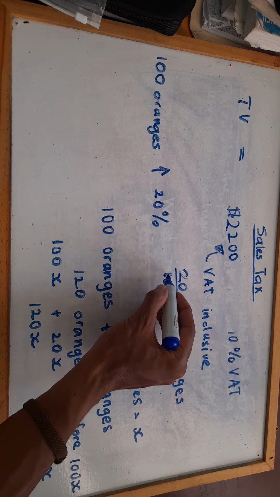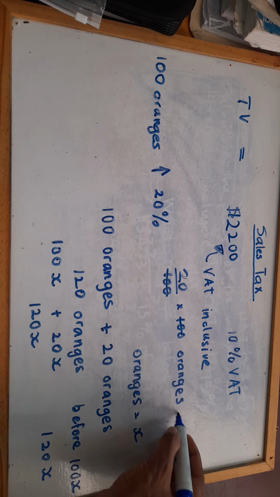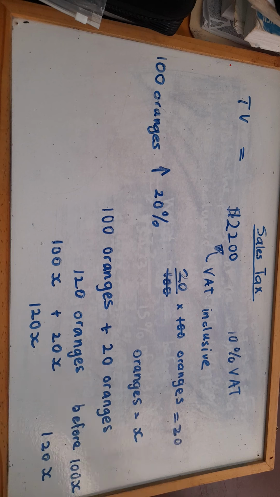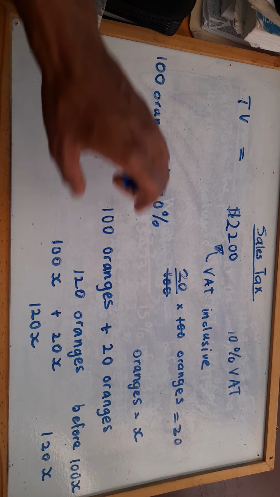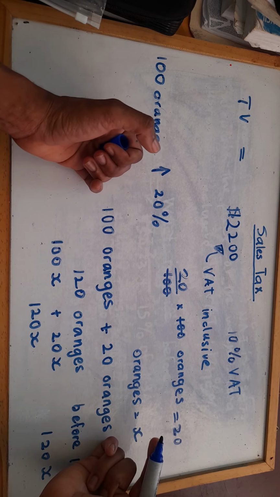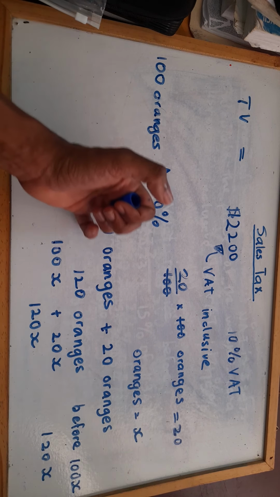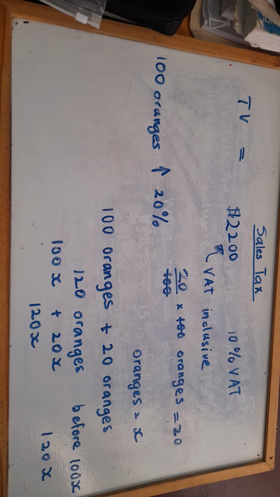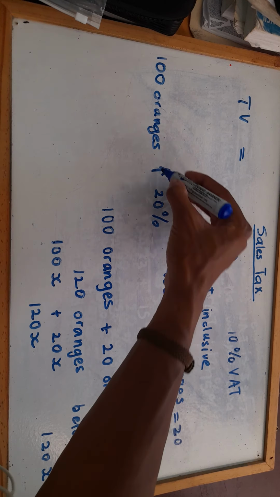Right? 20% of my 100 oranges is the same thing as 20. So increasing, basically, adding 20 oranges to my already existing bag of 100, is the same thing as increasing 100 oranges by 20%. I hope you're still following.